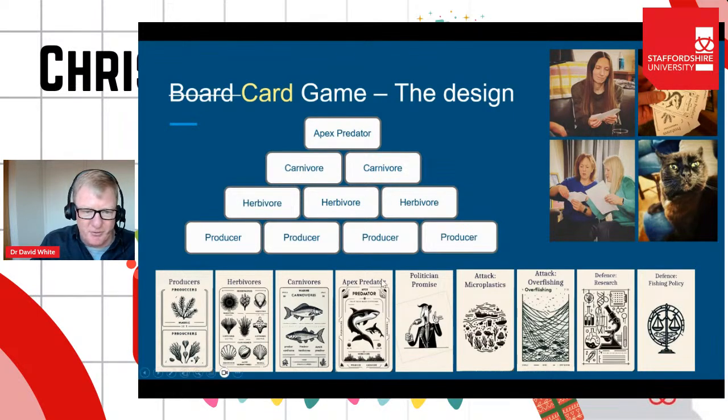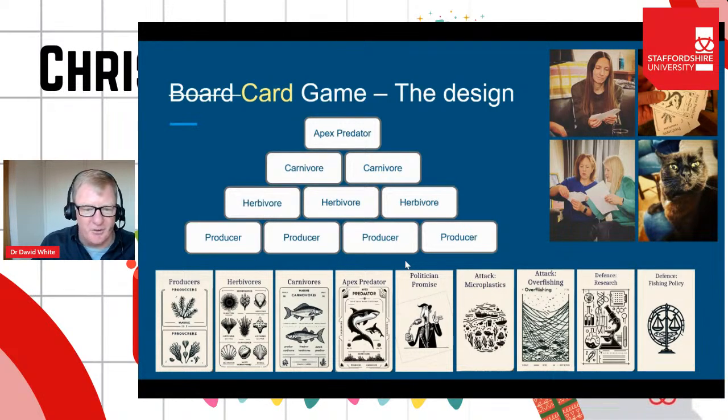There are some other cards. As well as picking a card from the pile and putting a card back in the pile, we had some action cards. We've got a politician's promise, and the aim of this card is that it has absolutely no influence on the ecosystem whatsoever.